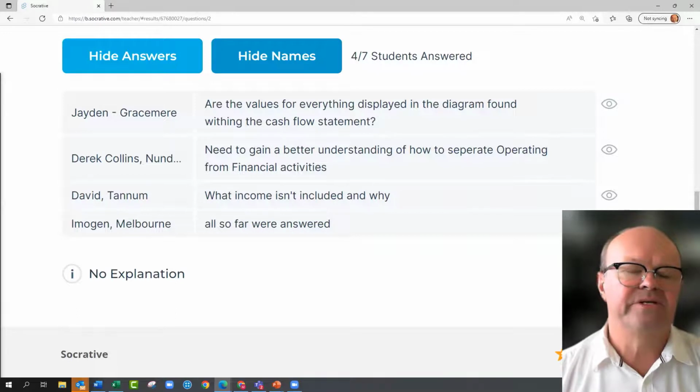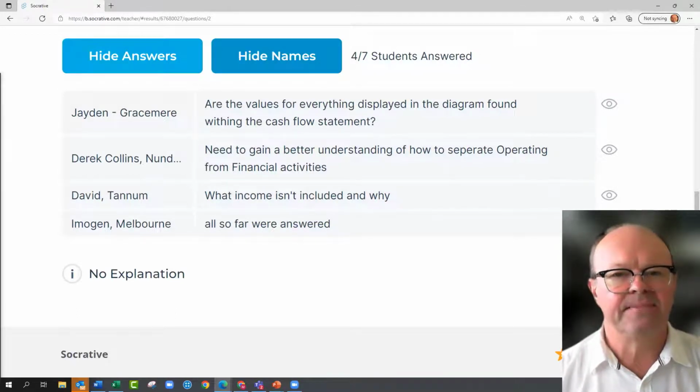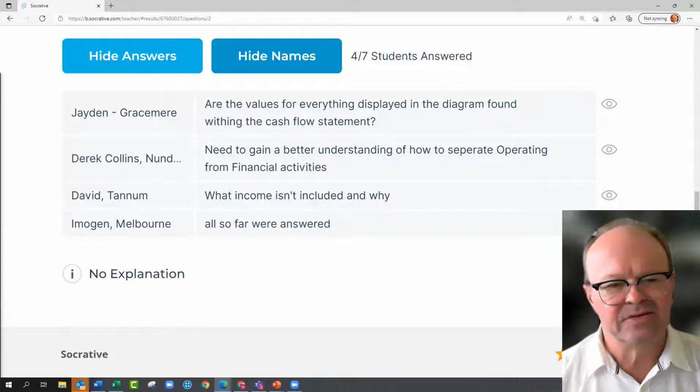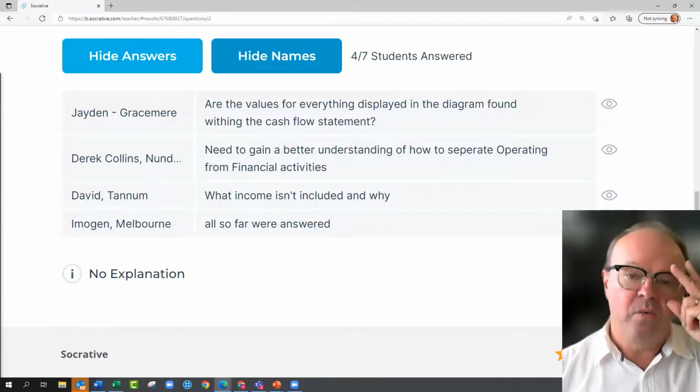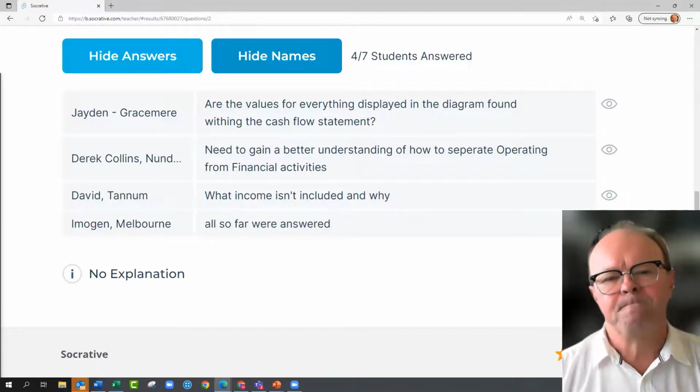We aren't going to be restating the cash flow statement. We're going to be restating the income statement, balance sheet, and statement of changes in equity. That's enough to do, so we're not doing the cash flow statement in that detail. We've introduced you to it and you've had a look at it, but we're just sticking to those three.